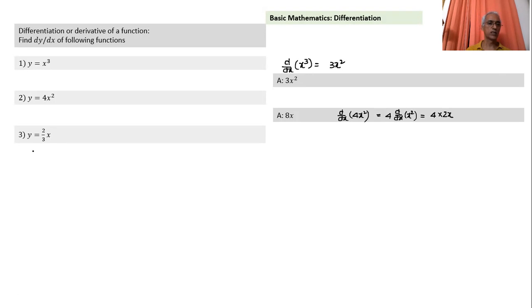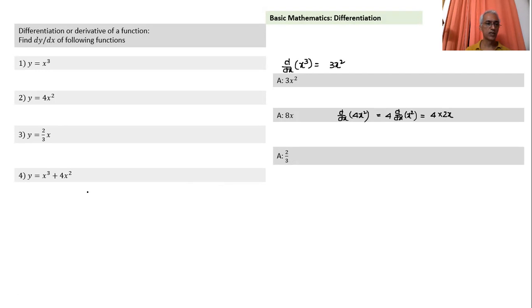Third one: dy by dx of 2 by 3 x. The answer is pretty simple. It is 2 by 3. What is the derivative of a sum of functions? So this is something.